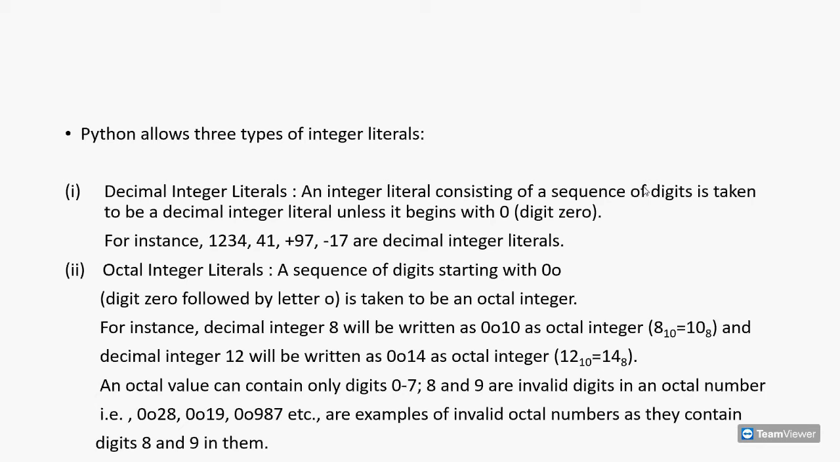An octal value can contain only digits 0 to 7. Therefore 8 and 9 are invalid digits in an octal number. That is, 0o28, 0o19, 0o987, etc. are examples of invalid octal numbers as they contain digits 8 and 9 in them.